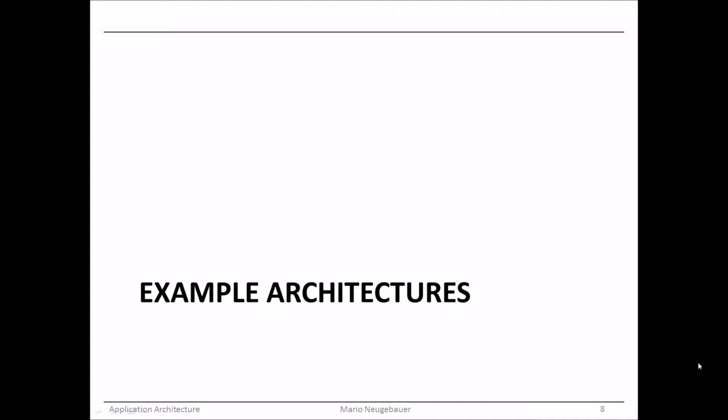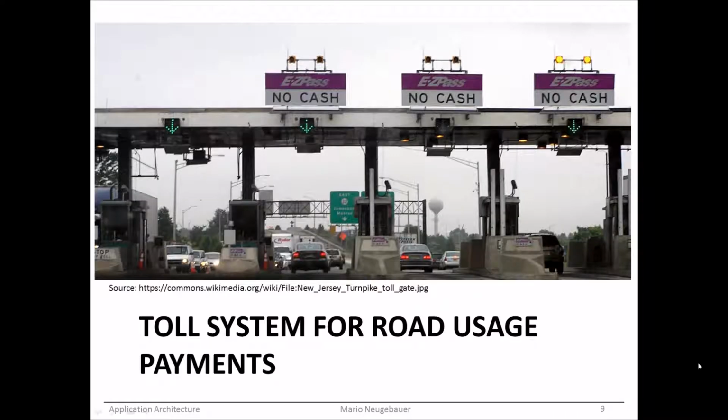So now with the three architecture patterns, with the thin client, the desktop application and the distributed architecture in mind, we can look at some example architectures for real-world systems out there. One example could be the toll system for road usage payments. You probably know it from a highway. You've seen such toll stations where you pass through with your car, with your vehicle, and you have to pay a certain amount which is due on a certain segment of the road.